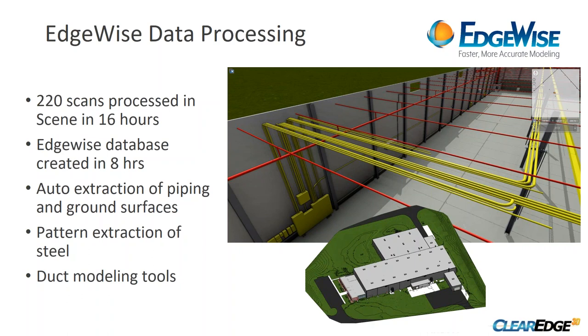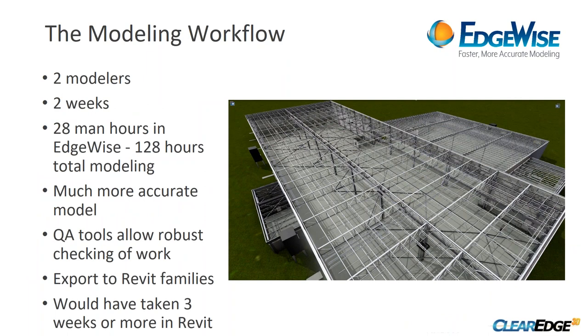The pattern extraction of the steel, we did start with that, and we went back and had to QC it some more because, like I said, we found a lot more variations in that. As far as the modeling time goes, we basically had the same two guys that went out and scanned provide the Revit modeling. There's huge advantages to this.